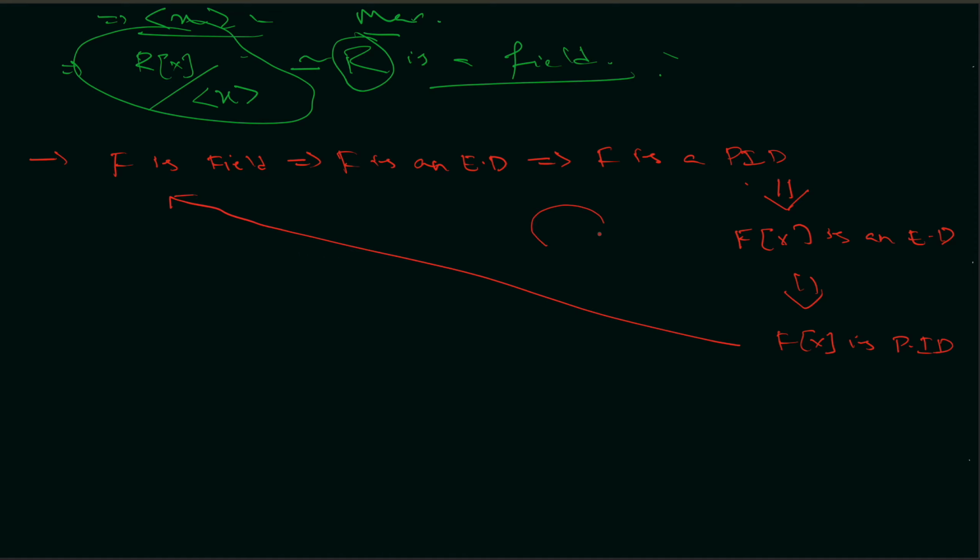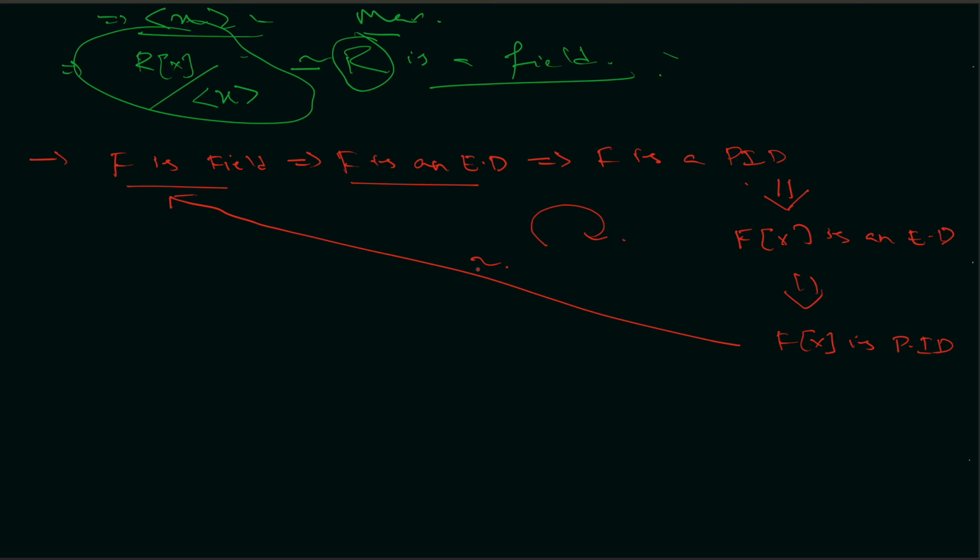Okay, so F is a field. This means that F is an integral domain, Euclidean domain. That means F is a principal ideal domain, since every Euclidean domain is a principal ideal domain. So if F is a field, then F[x] is an ED by the degree formula. We have already done this by the degree formula, and this implies that F[x] is a PID, and F[x] is a PID means F is a field. We just now proved this. So I think this much is clear, right?